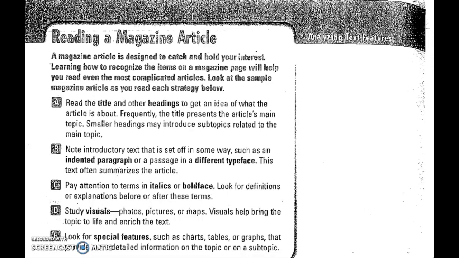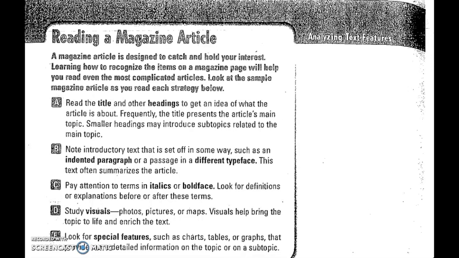A. Read the title and other headings to get an idea of what the article is about. Frequently, the title presents the article's main topic. Smaller headings may introduce subtopics related to the main topic. Note introductory text that is set off in some way, such as an indented paragraph or a passage in a different typeface. This text often summarizes the article.